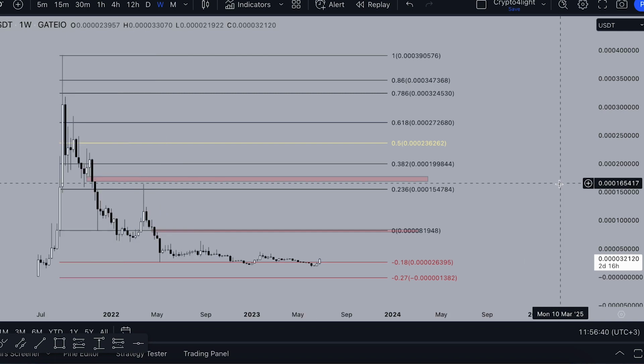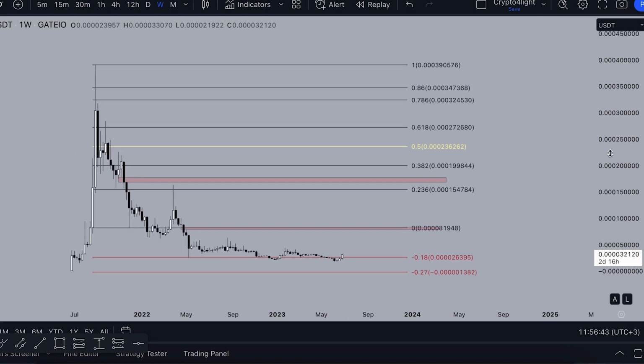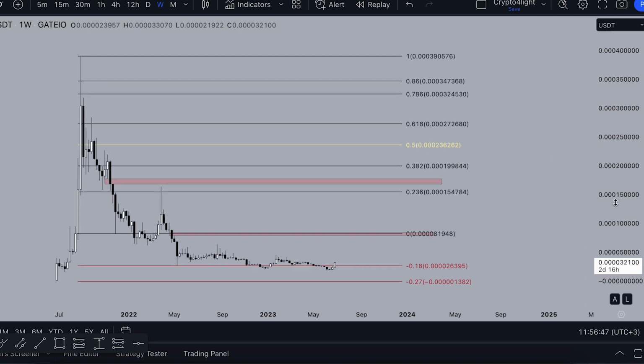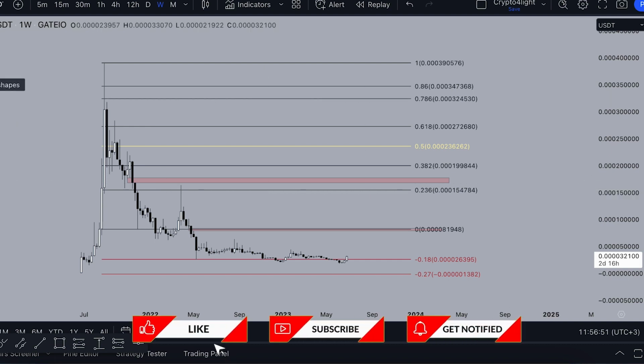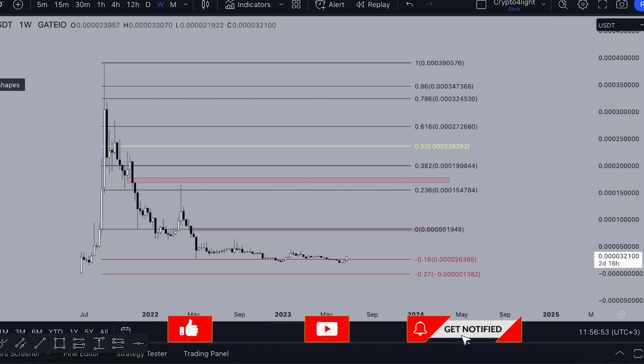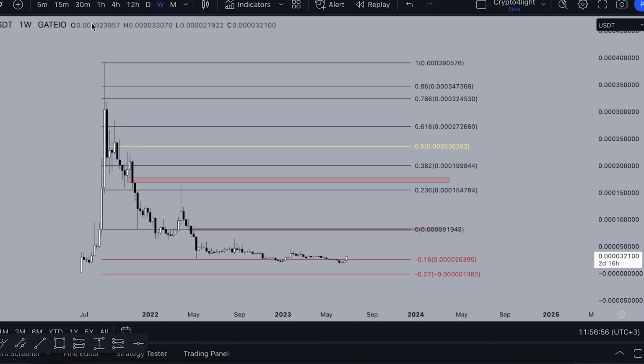Alright guys, so this is a Gate.io chart on a weekly time frame. In this playlist we talk about accumulation and distribution zones, not just the local intraday trades. So we're trying to determine the best entry point for investment. If we take a look at this FIB, I would like to show you one interesting thing.